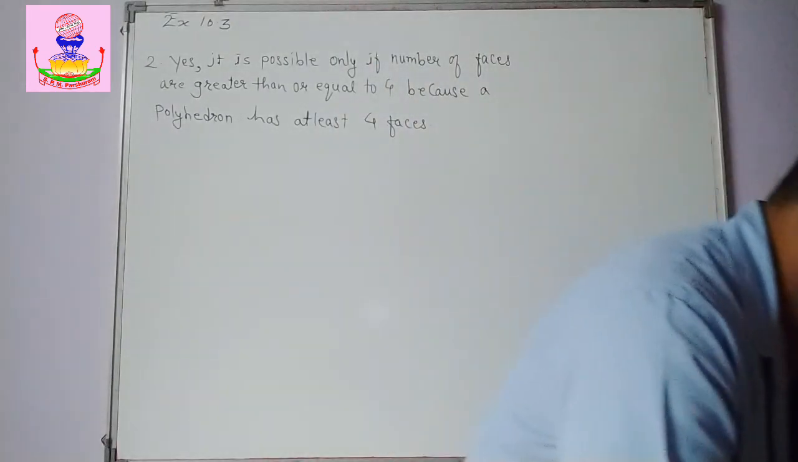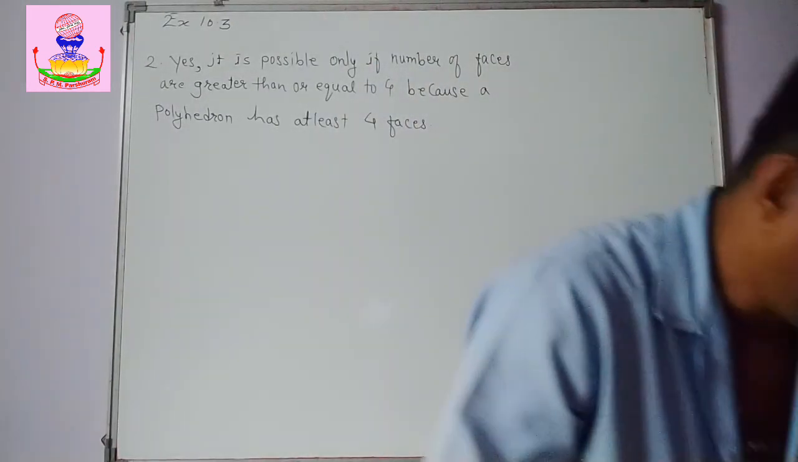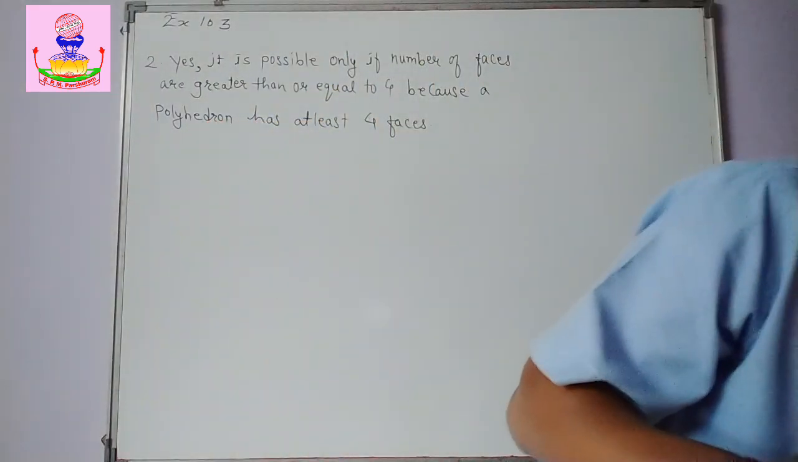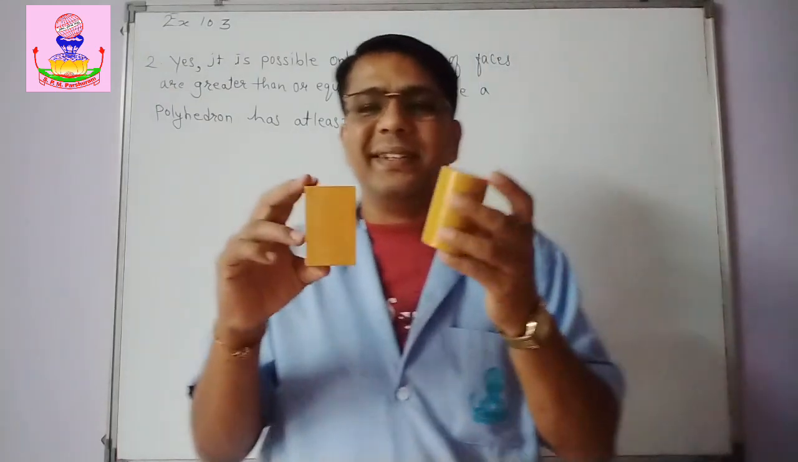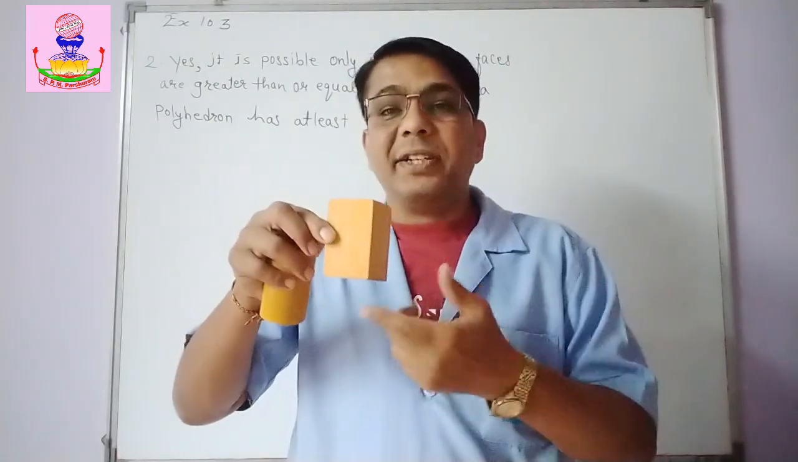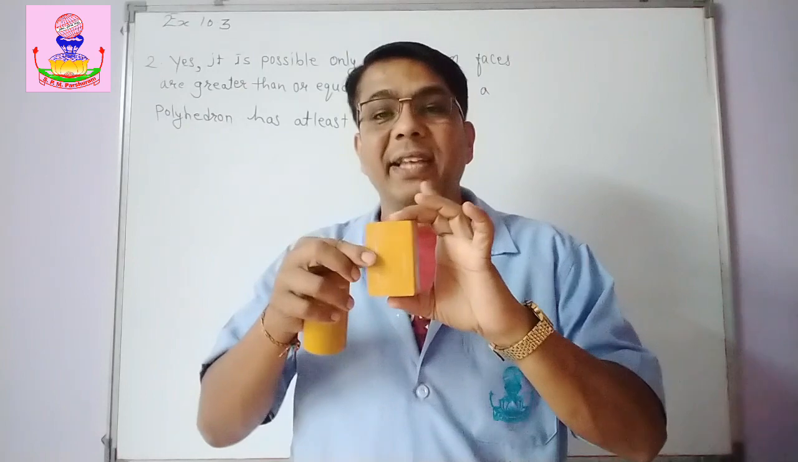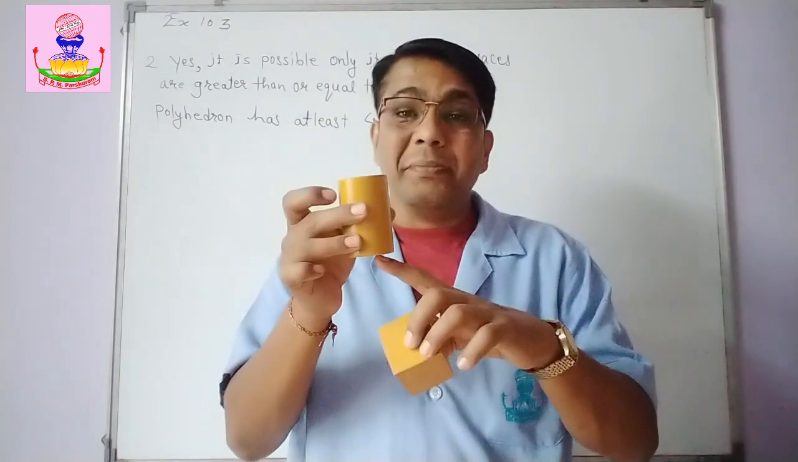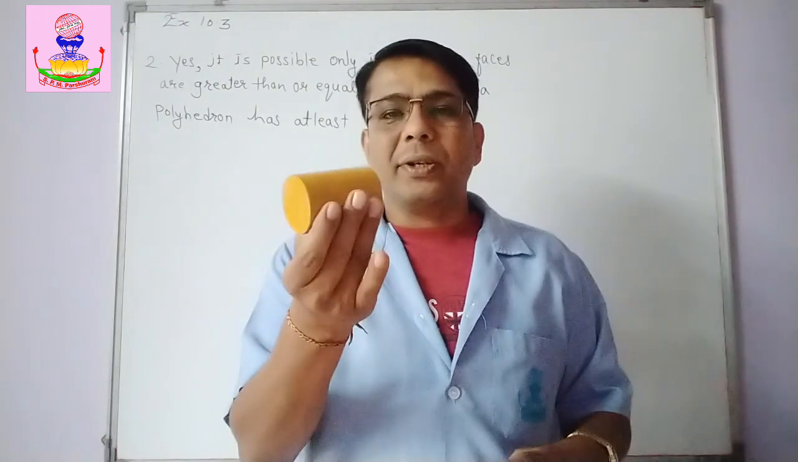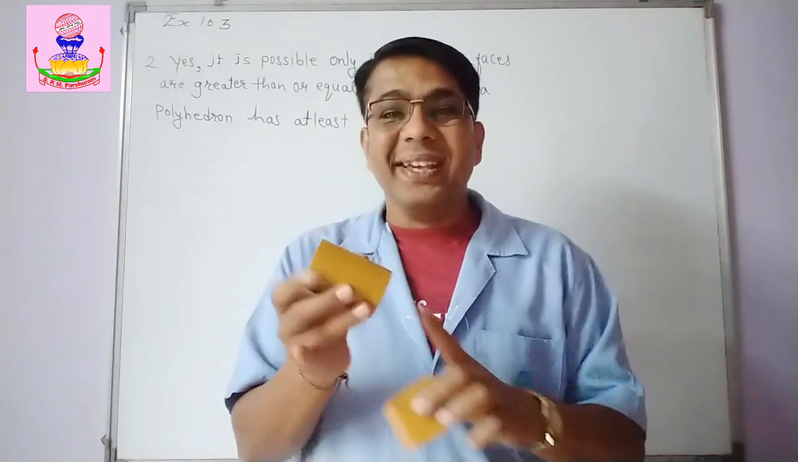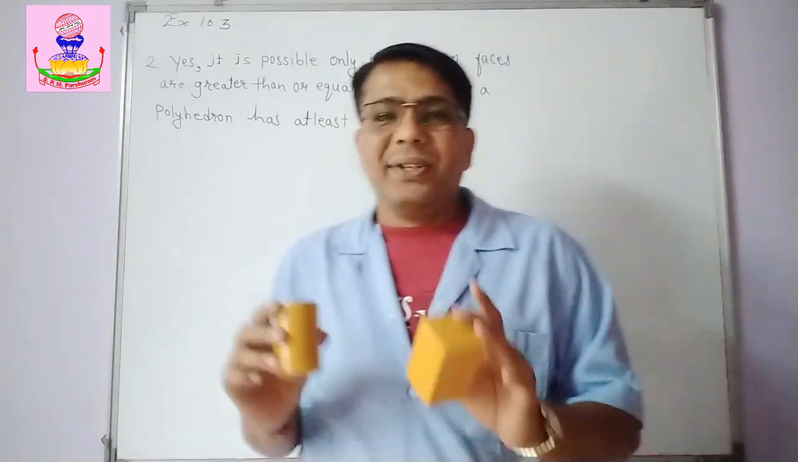Now see, what are prisms? This is a prism, okay, and this is a cylinder. Now how are they alike? See here, in prisms, opposite faces, that is base and top, are congruent and they are parallel to each other. Same is the case with cylinders: base and top are congruent, and they are parallel to each other.